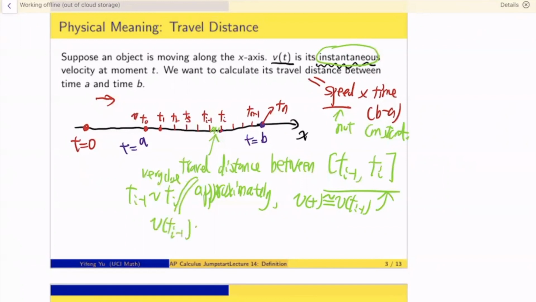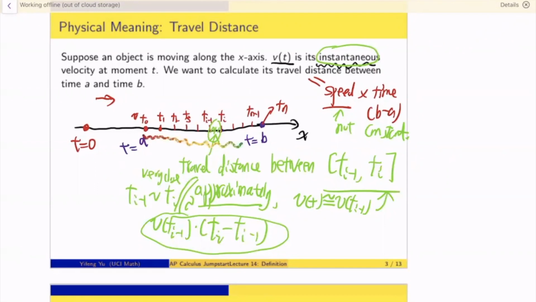So this is speed, approximately, again, approximately, keep that in mind, and multiply by the time, so that is t_i minus t_{i-1}. And this approximately represents the travel distance between t_{i-1} and t_i. Then you say, okay, from here, how can we get an approximation of the travel distance from A to B?